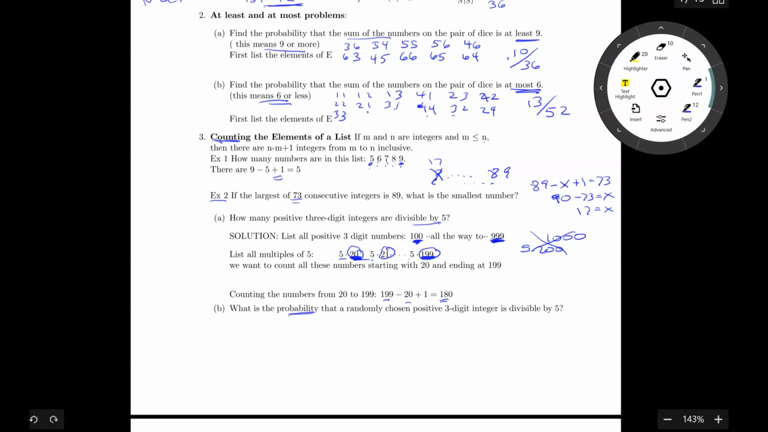And so just adding a little more of a question here. What's the probability that a positive 3-digit integer is divisible by 5? So that would be 180 divided by, how many integers are there? Positive 3-digit integers between 100 and 999. Well, that's going to be 999 minus 100 plus 1. So that gives me 900.